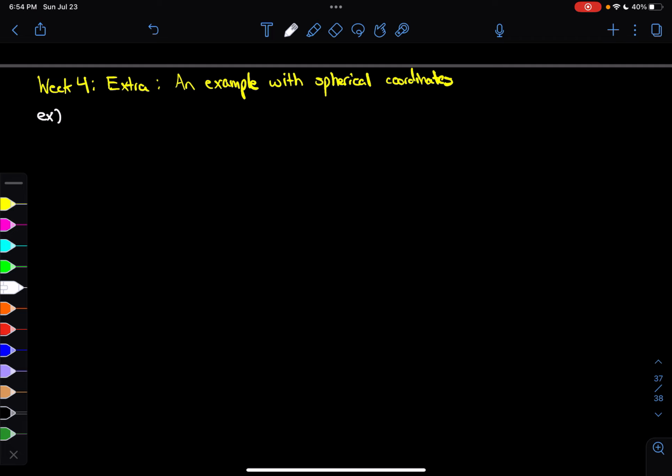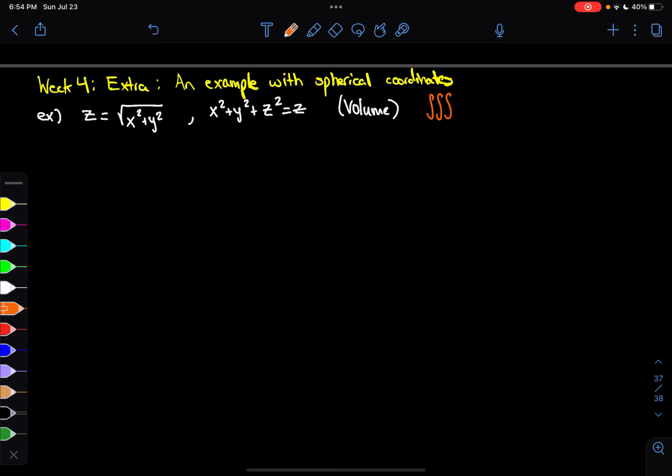It says to use spherical coordinates to find the volume of the solid that lies above the cone z equals the square root of x squared plus y squared, and below the sphere given by x squared plus y squared plus z squared is equal to z. Okay, that is going to be our region of integration, and we are looking for the volume of this shape. So it's going to be some sort of triple integral of just 1 dV, right? And that's how we get the volume of a shape if we're using triple integrals.